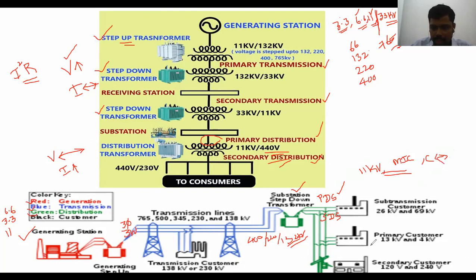The current is also limited, constant. But in the secondary distribution system, the operating voltage is 440 volts. Connected for n number of consumers, the tapping is more. But here, the voltage is constant. That is the 440 volt. The load is increased.